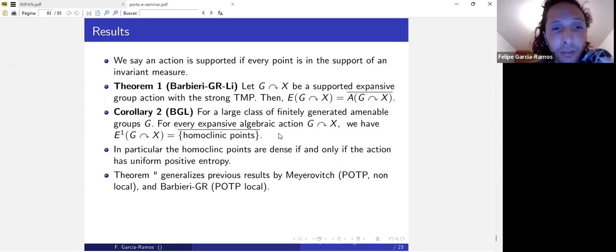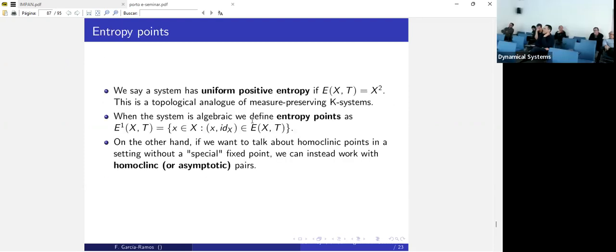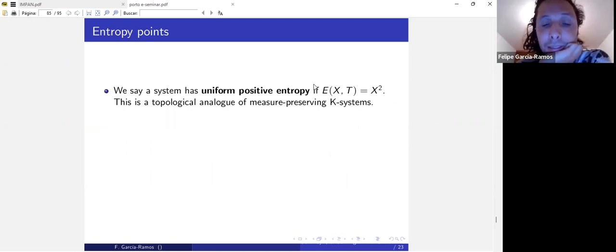Okay, so now, actually, the other thing I can say is that uniform positive entropy for algebraic actions, if you have uniform positive entropy, it means that the measure is K. So this is the only ingredient missing to get the result I stated before. Could you repeat it? What was the last result you mentioned? Okay, so I'm saying that for an algebraic action, if every pair is an entropy pair, then the Haar measure has the K property.